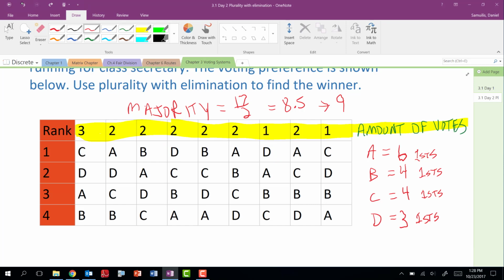All right. First of all, did anybody get a majority? No, because we're looking for 9 here. So don't forget that check, because some people just start going, and if you get the first step, what is the majority?